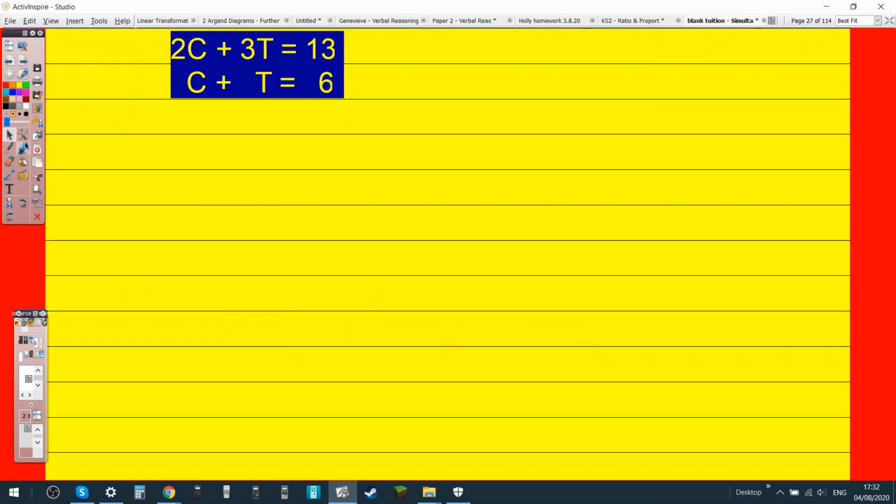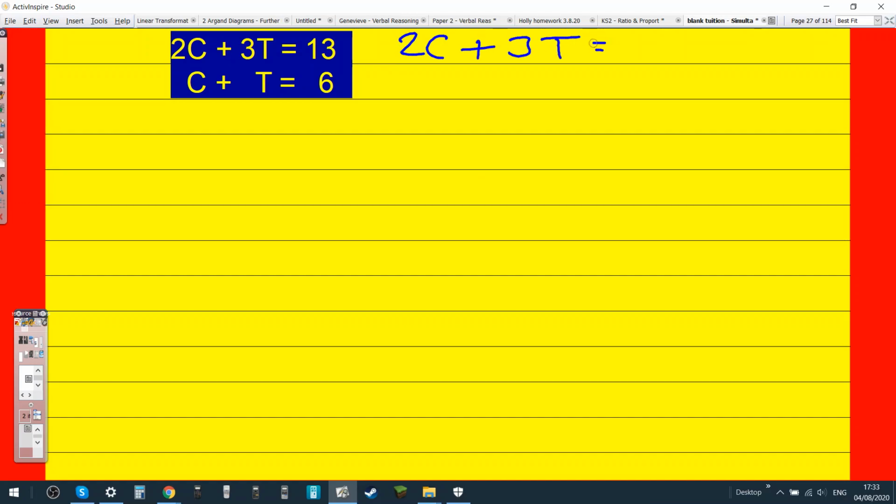Okay. 2 coffees and 3 teas, £13. 1 coffee and 1 tea, £6. You have to work out the price of each. Okay. Coffee and tea. Because they're the same, you would have to take away. You have to make either 2 coffees or 3 teas, 3 teas. I'll do 3 teas, 3 teas. If you like. So 2 coffees and 3 teas, £13. And so what would be the bottom one then if you make it 3 teas, 3 teas?